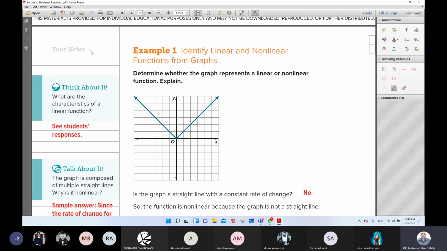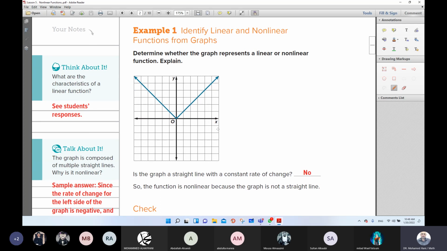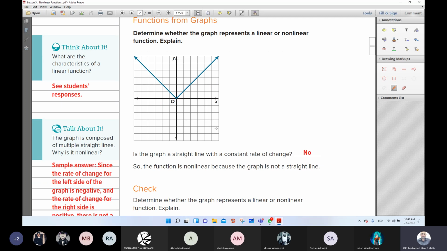For example, identify linear and non-linear functions from graphs. Determine whether the graph represents a linear or non-linear function. Explain. As you see in this graph, we have this part, then in the origin we have this part. So this is not a straight line, so this is not linear. Is the graph a straight line with a constant rate of change? No. So the function is non-linear because the graph is not a straight line.